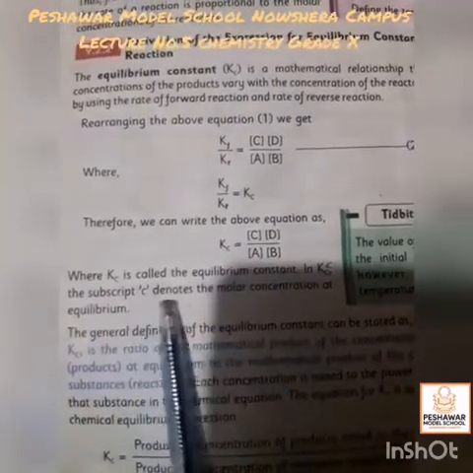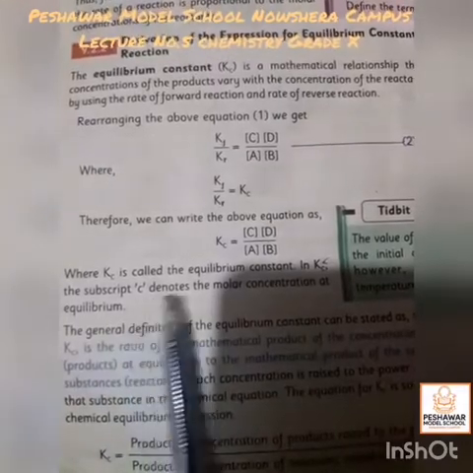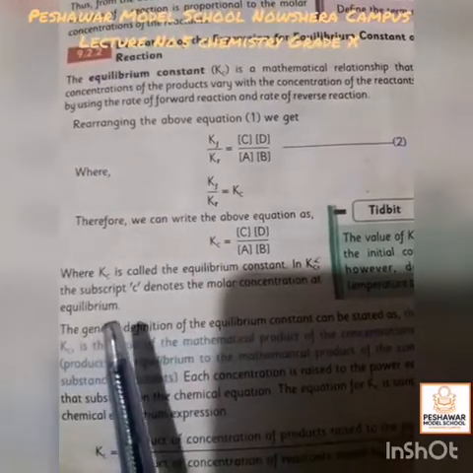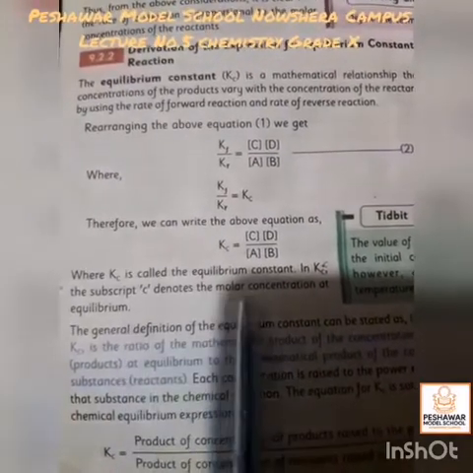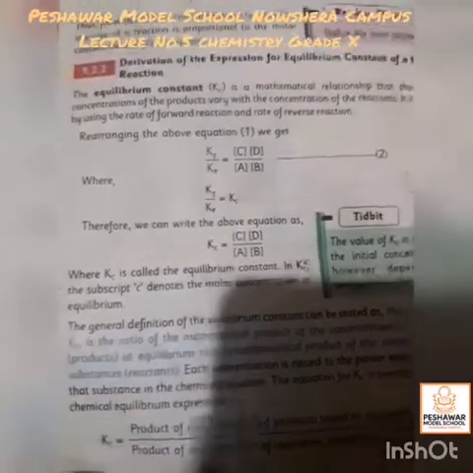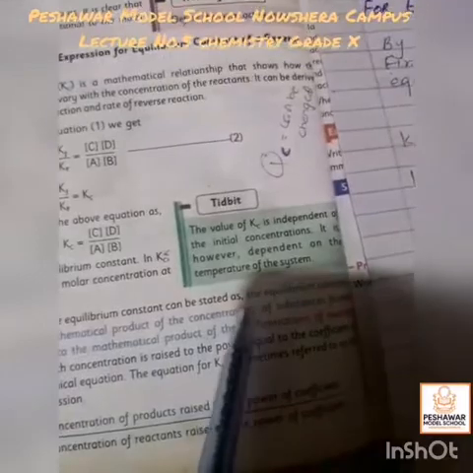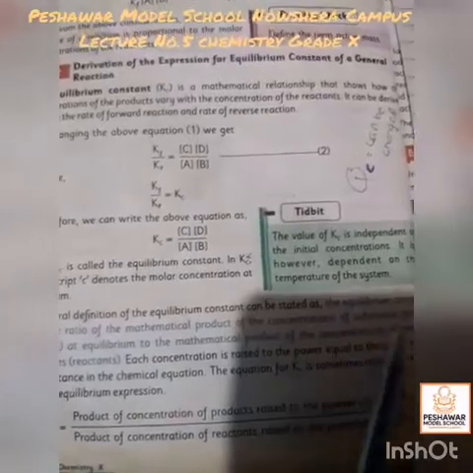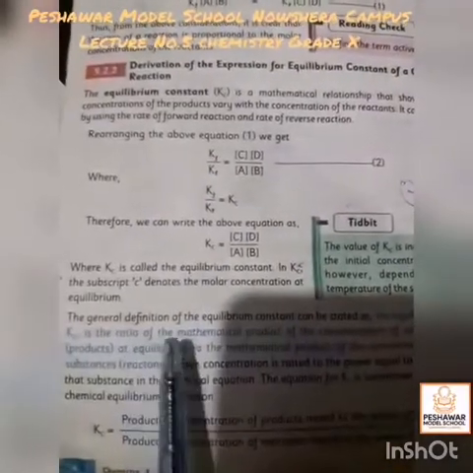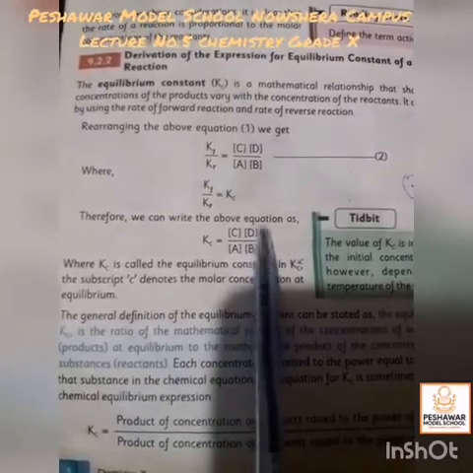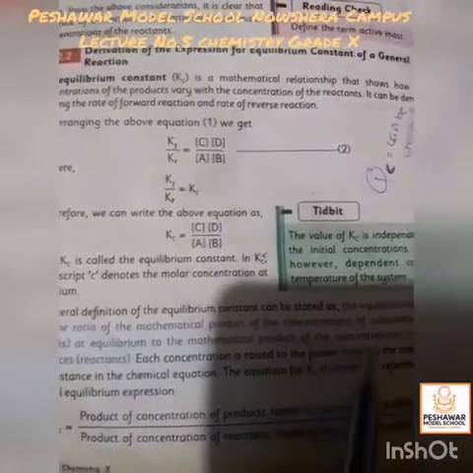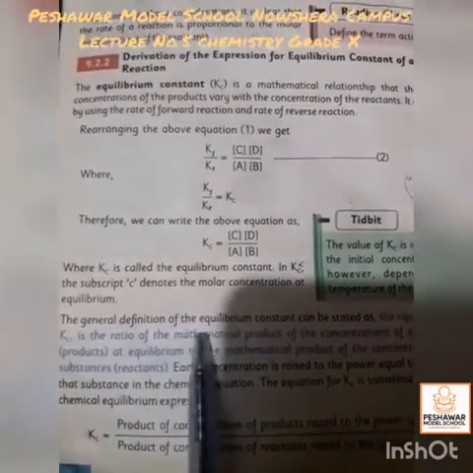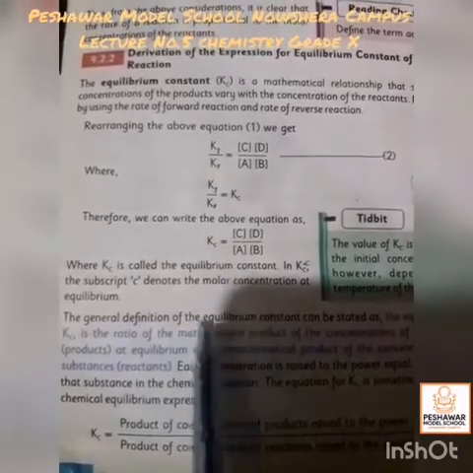In Kc, the subscript C denotes the molar concentration at equilibrium, that is, how many moles are reacting. The general definition of the equilibrium constant can be stated as: the equilibrium constant Kc is the ratio of the mathematical product of the concentrations of substances formed at equilibrium to the mathematical product of the concentrations of reacting substances.